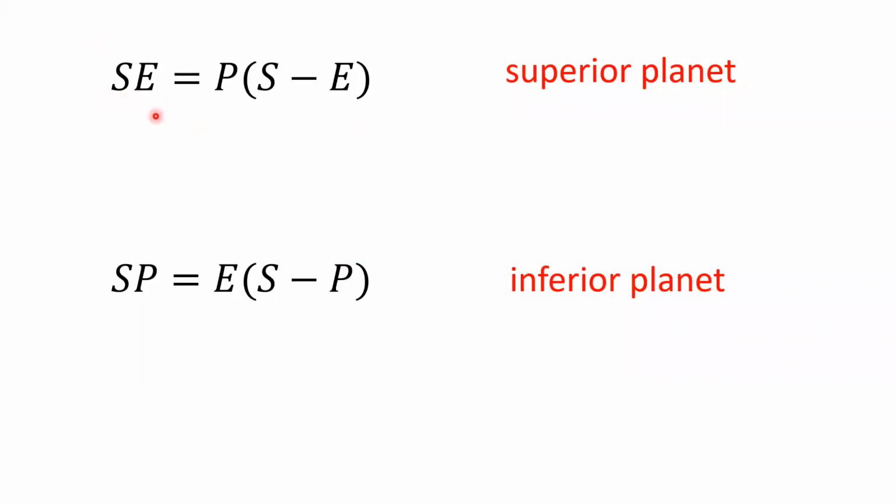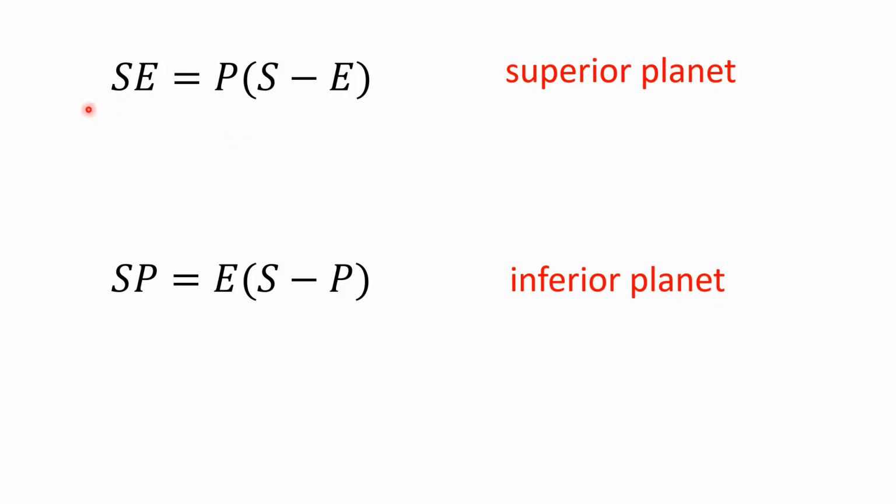Because now E, the sidereal period of the Earth, would correspond to P, the sidereal period of the other planet. Does that make sense? It's a clever way of getting the other formula without having to start from scratch. We just interchange the roles of E and P because we've switched their roles in the diagram.